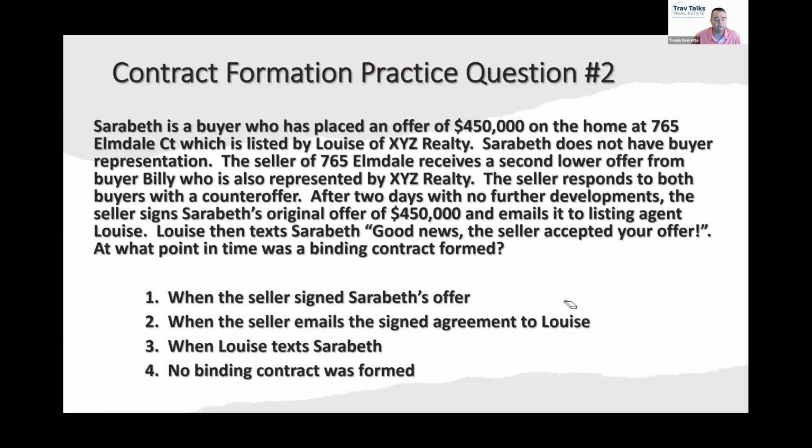Sarah Beth is a buyer who has placed an offer of $450,000 on a home at 765 Elmdale Court, which is listed by Louise of XYZ Realty. Sarah Beth does not have buyer representation. The seller of 765 Elmdale receives a second lower offer from buyer Billy, who's also represented by XYZ Realty. The seller responds to both buyers with a counteroffer. After 2 days with no further developments, the seller signs Sarah Beth's original offer of $450,000 and emails it to the listing agent, Louise. Louise then texts Sarah Beth, good news, the seller accepted your offer. At what point in time was a binding contract formed? Take your time.